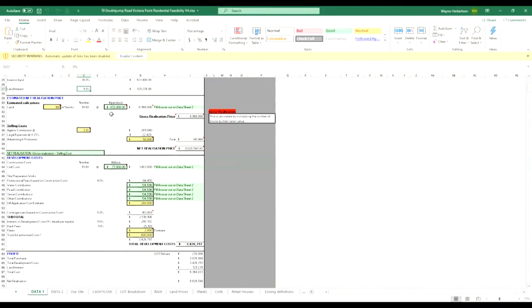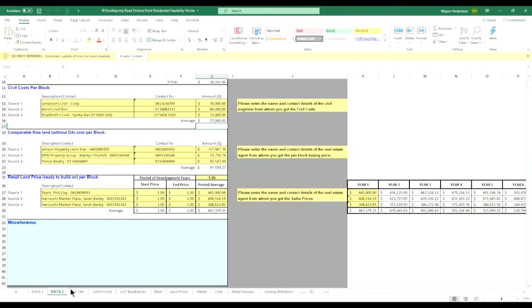That's where we get our benchmarks. And the thing there with these benchmarks, we get them from a number of different people. We've got these from Phil Clay, Harcourt's Marketplace with Sarah Bailey. She gave us a couple of quotes there, even up as high as 600,000.